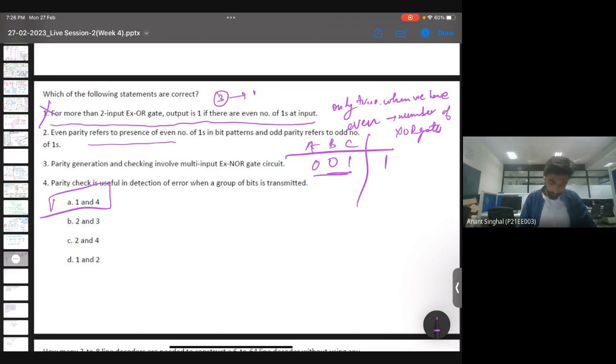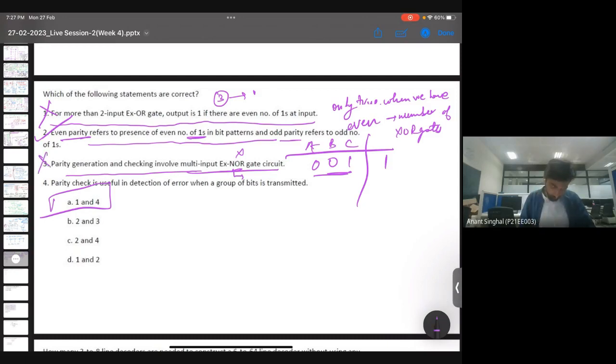Even parity refers to the presence of even number of ones. Yes. So this is correct. This is what even parity means, when we have even number of ones in the bit patterns, and odd parity means when we have odd number of ones. Then parity generation and checking involve multi-input XOR gate circuit. So it is not always true. We can have XOR circuit, not XNOR gate circuit for the parity generation. So option 3 is also incorrect.